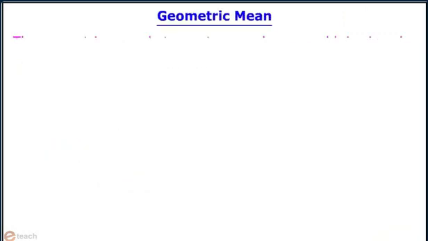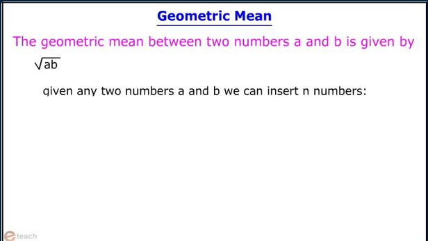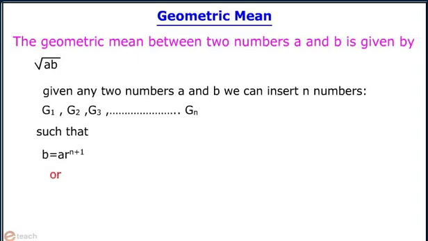Geometric mean. The geometric mean between two numbers a and b is given by the square root of ab. Given any two numbers a and b, we can insert n numbers g1, g2, g3, and so on till gn, such that b equals a times r to the power n plus 1. Or we can write it as r equals (b/a) to the power 1/(n+1), or gn equals a times (b/a) to the power n/(n+1).